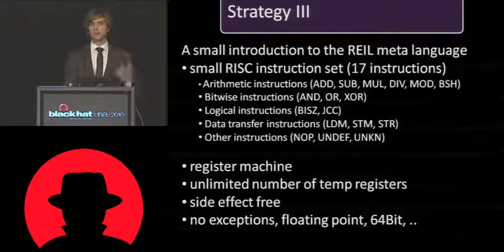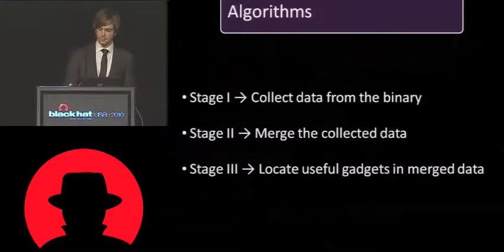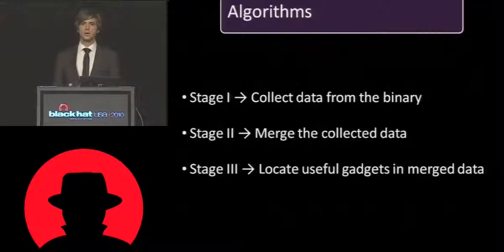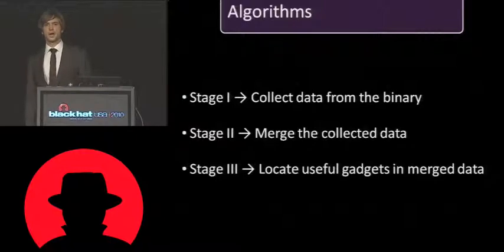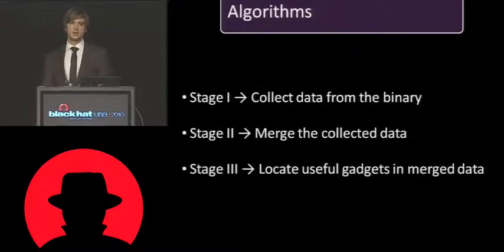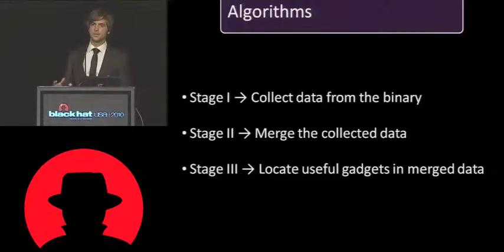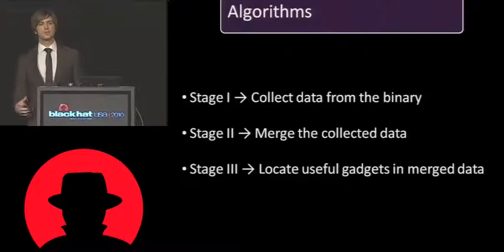So coming back to the original topic of the talk, after introducing you to the REIL instruction set, we're now going to go over the algorithms which are needed to find gadgets in binaries automatically. We have divided those algorithms into basically three stages, so that in stage 1 we collect all the data from the binary which we need for later processing.